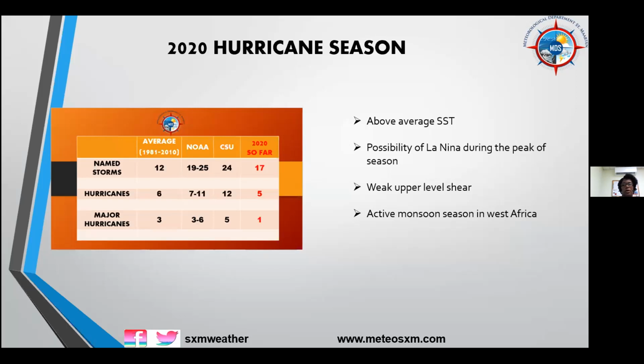We have rainy conditions. You hear about La Nina and El Nino. El Nino is good for us for the hurricane season. We have fewer hurricanes happening during the El Nino period, but with La Nina, we have a lot of rainfall and increased possibility for storms. So it enhances storm development.